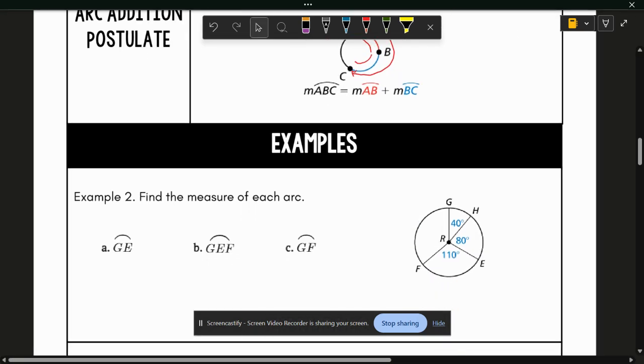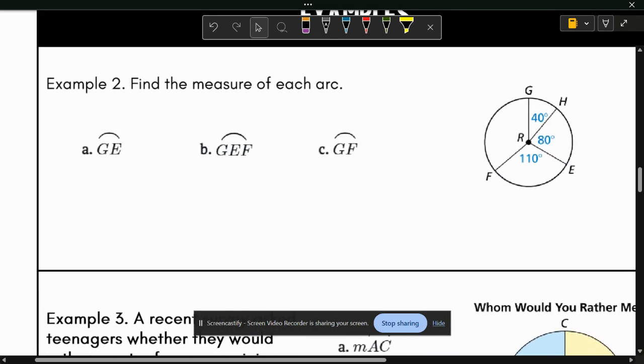You'll see that in problems like the first example here. The second example says find the measure of each arc. So letter A here, GE, we have the arc addition postulate basically. G all the way over to E. Notice how it has 2 letters. So it is the minor arc, meaning it's going to be a small arc and not go more than half the circle. So I've got 40 plus 80, which is going to give me 120 degrees.